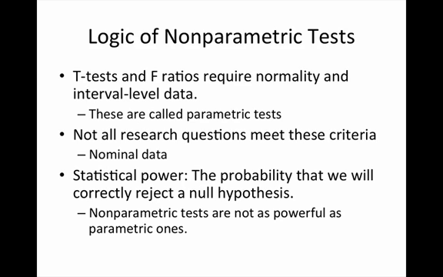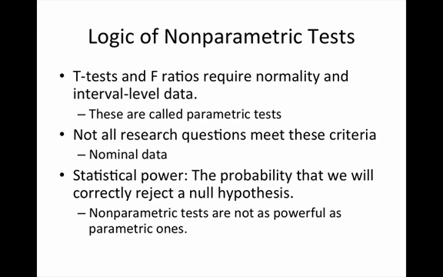They assume that the dependent variable is normally distributed. All of these assumptions make them parametric tests, meaning that they have assumptions about the underlying parameters involved in the tests. But not all research questions meet these criteria, and this is especially the case for nominal data. And as we're learning about the nonparametric tests, we need to keep in mind that parametric tests are much better in terms of statistical power.